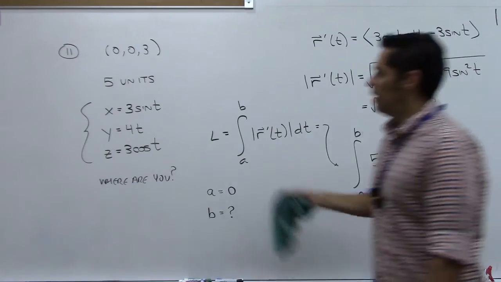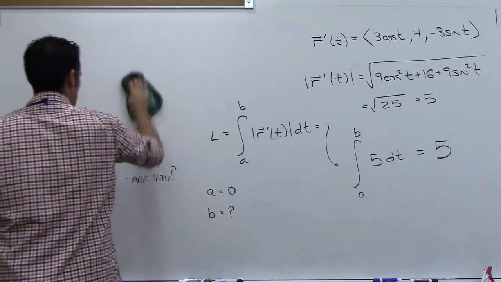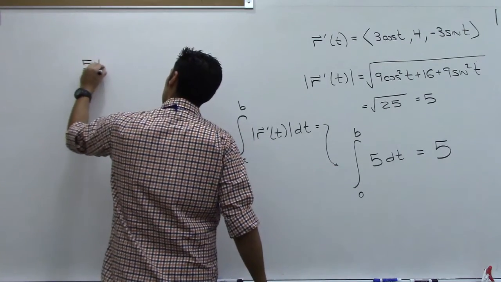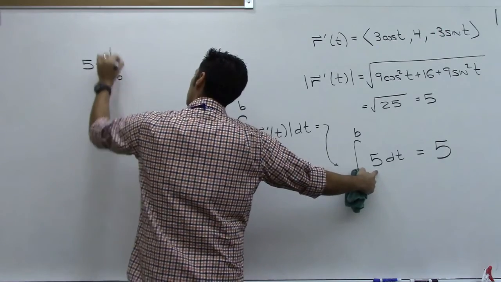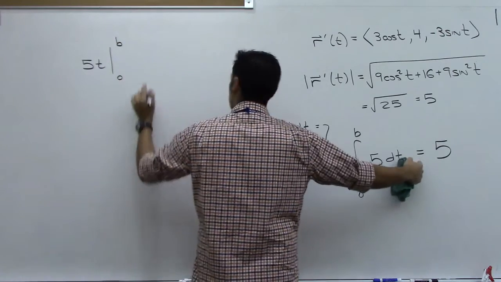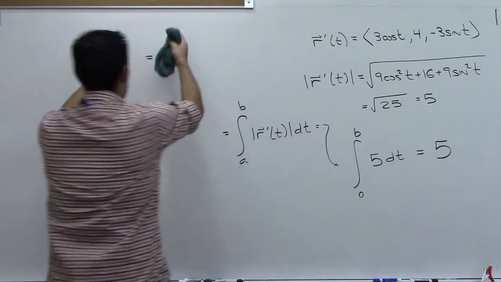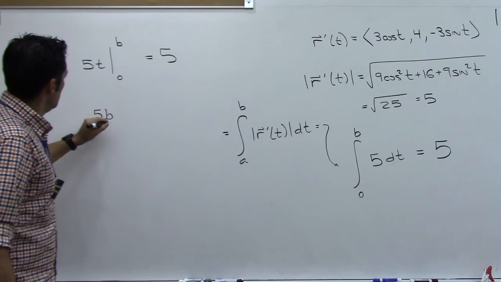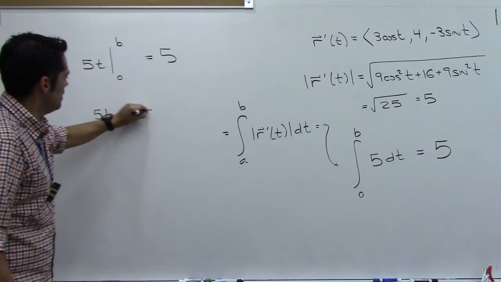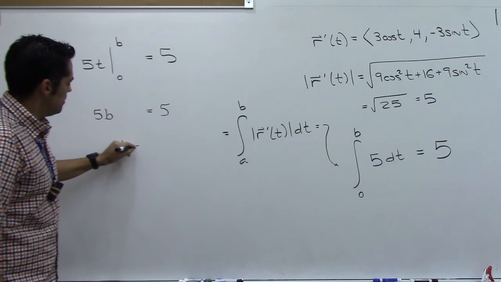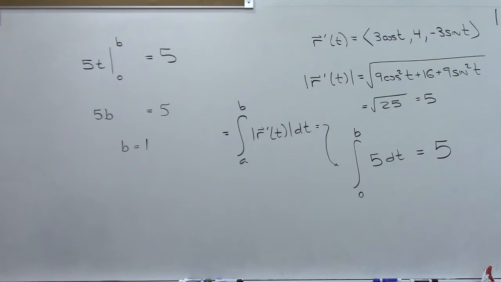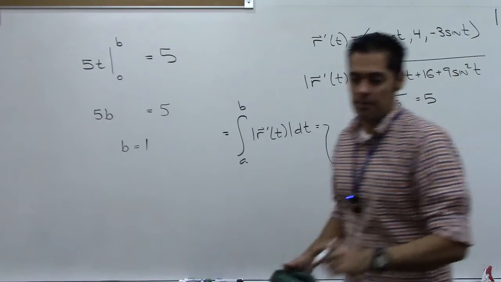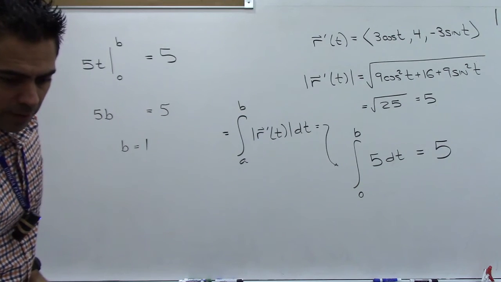Well, let's take the left side of that equation. The left side of that equation is just 5t, that's the antiderivative, evaluated from 0 to b, and we need that to be equal to 5. If I plug b in here, I get 5b, and if I plug in 0, I get 0, so I subtract nothing. I need that to be equal to 5, which means b must be 1. That's it, b is 1. So if b is 1, I should have traveled a length along that curve of 5 units.